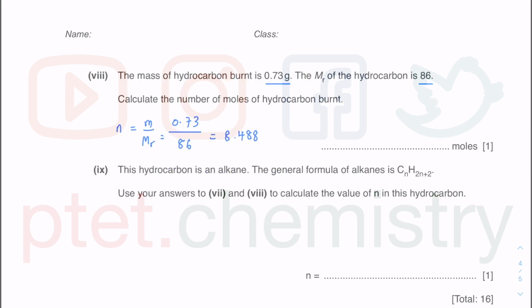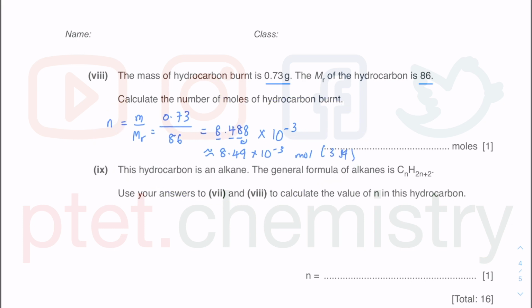Careful, that is not the answer shown on my calculator. The calculator just showed 8.48837 and so on. There is a times 10 to the minus 3. I want 3 significant figures only, so I need to add 1 there because the next digit is greater than 5. So this is 8.49 times 10 to the minus 3 mole. So this is 3 significant figures. I need to make that very, very clear.